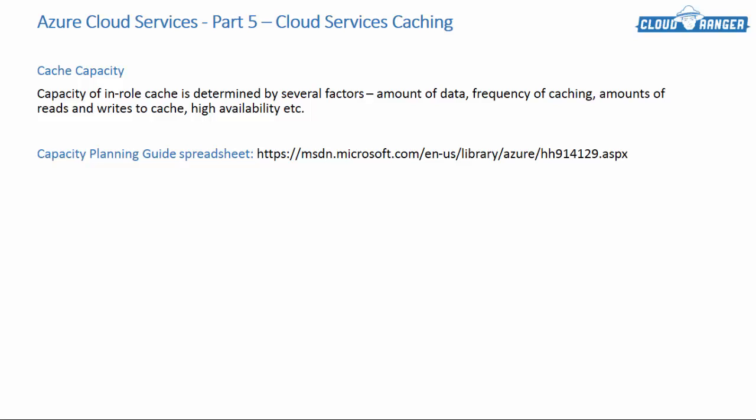Okay, so cache capacity is obviously determined based on many factors, like reads and writes to cache, and there's a bunch of factors you have to go through. So Microsoft provides this interesting document. It's a spreadsheet, like an Excel, which you can get from this link. You can use that as a template to understand what the cache capacity is going to be in your scenario. Feel free to look at this document and keep it as a resource if you are going to do some architecting of caching in Azure's cloud services.